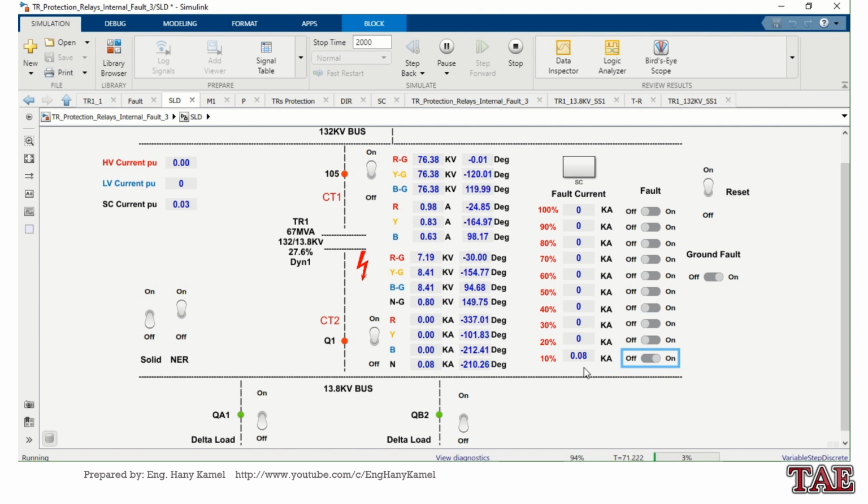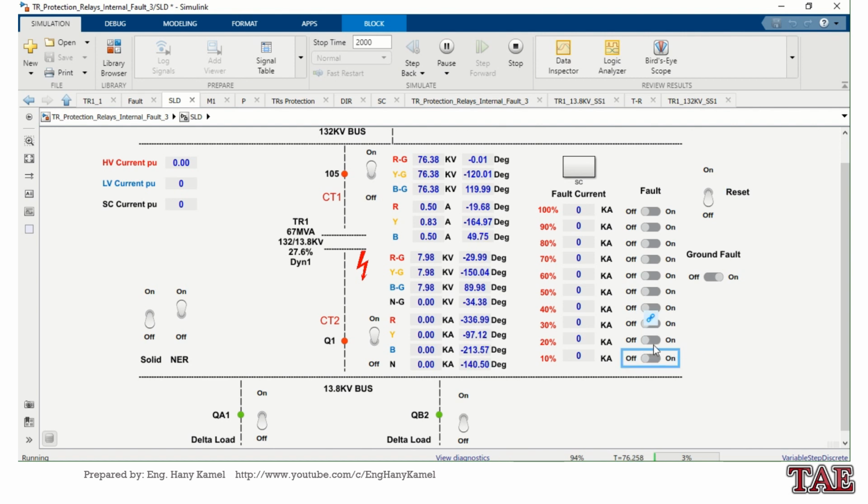80 ampere in my case is less than the setting for standby earth fault and restricted earth fault. Also the current in high voltage side is small, so it will not give any protection. I remove the reset and see the system is working and protection didn't operate.